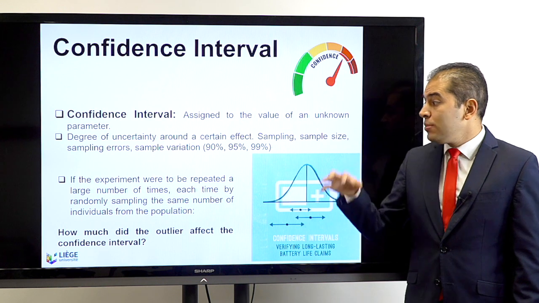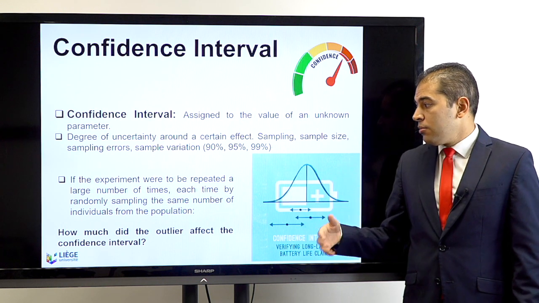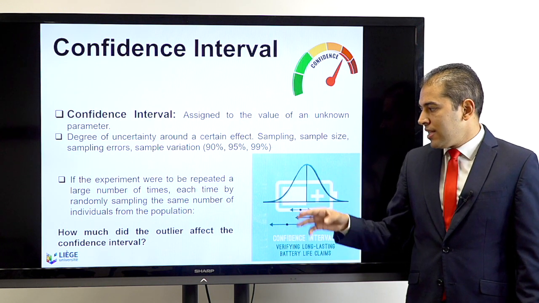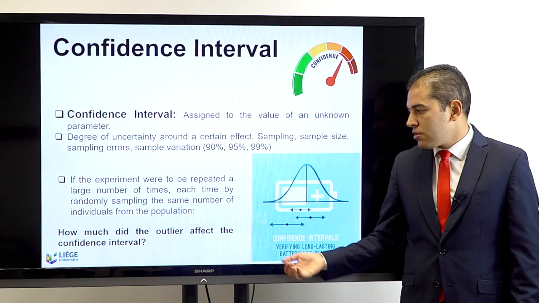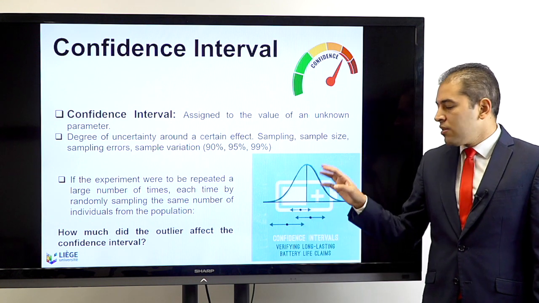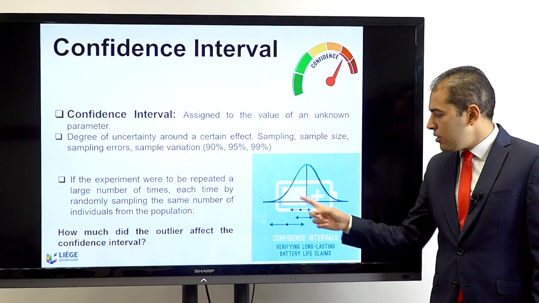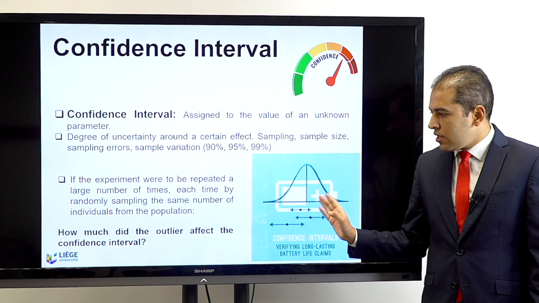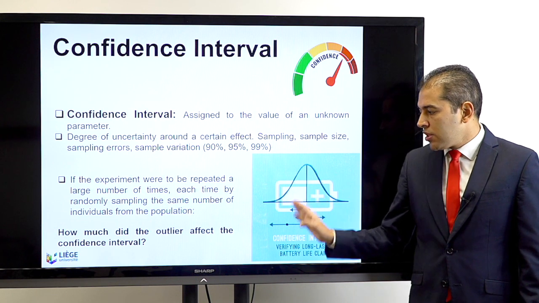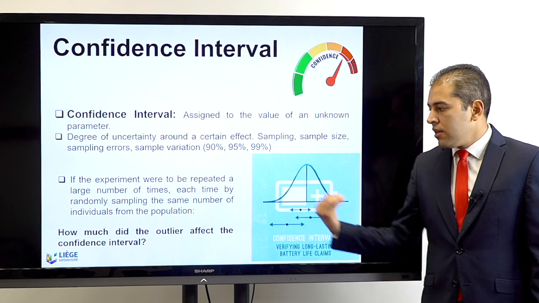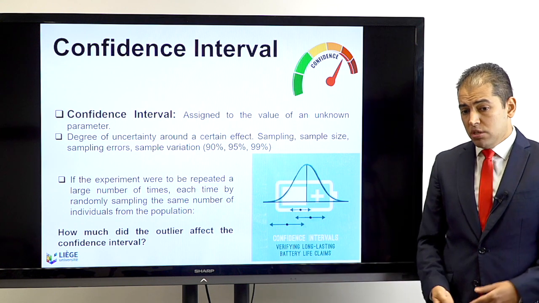If the experiment were to be repeated a large number of times, each time by randomly sampling the same number of individuals from the population, I can define my level of confidence. So this will be the variance of repeating every time, and then I can get my curve, and then it can define how much the outlier affected the confidence interval. So this is very important.